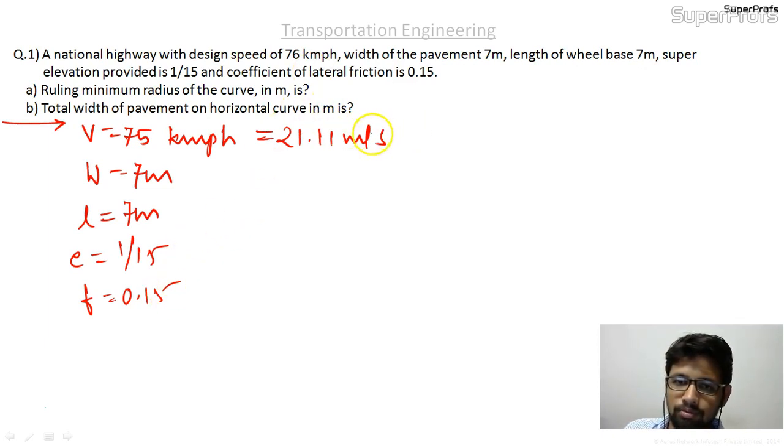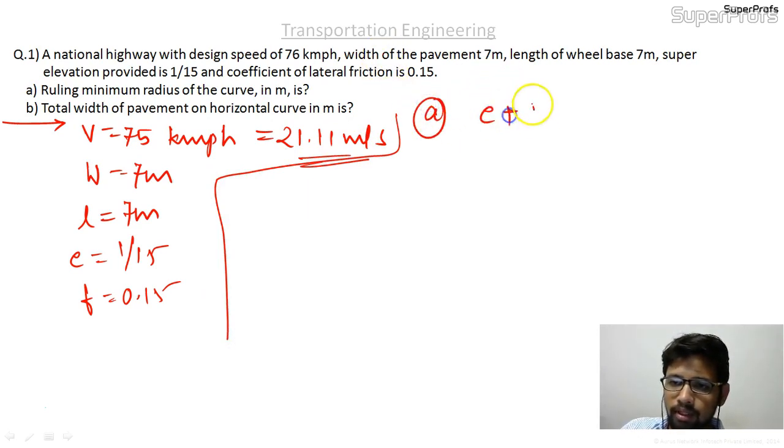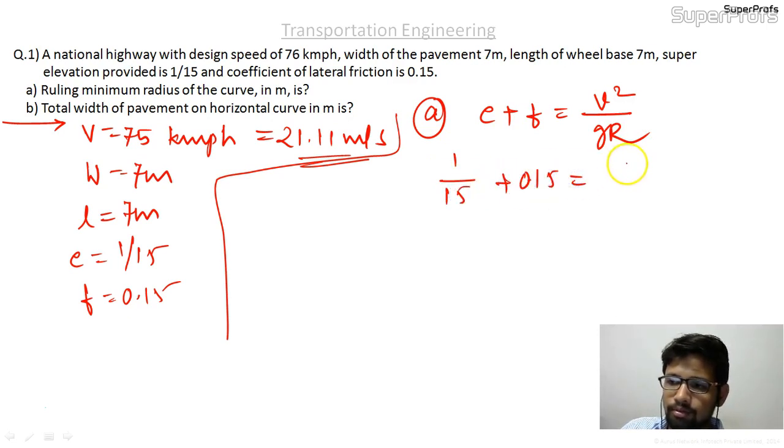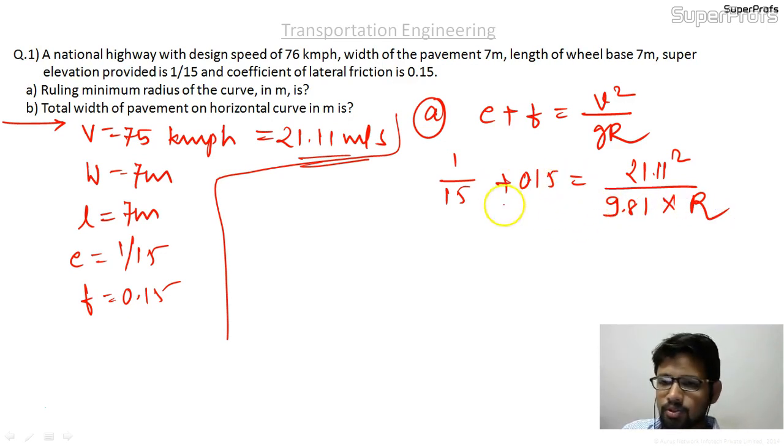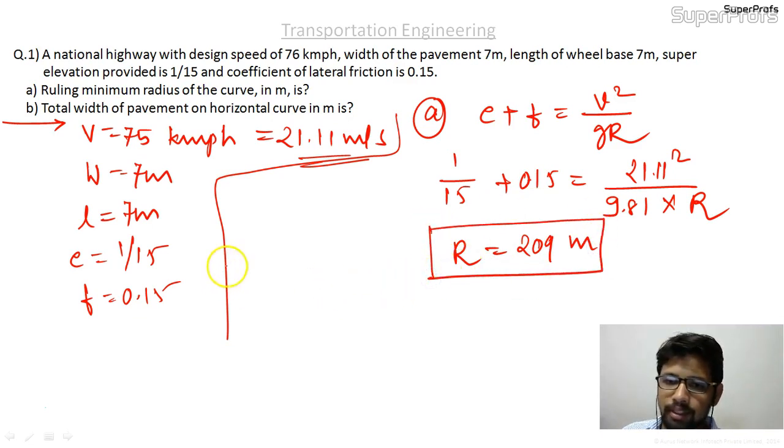I hope you understood how we got this. We have the formula for ruling minimum radius of the curve: E plus F equal to V square upon gR. Therefore E is 1 by 15, F is 0.15, V is 21.11 square upon g is 9.81 into the radius, which is the ruling minimum radius of the curve. If you calculate, R equals 209 meters.